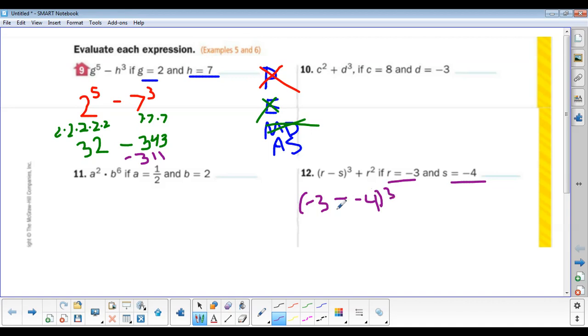So that double negative is actually a positive, because two negatives make a positive when we're multiplying or dividing. So now I'm going back through my order of operations.